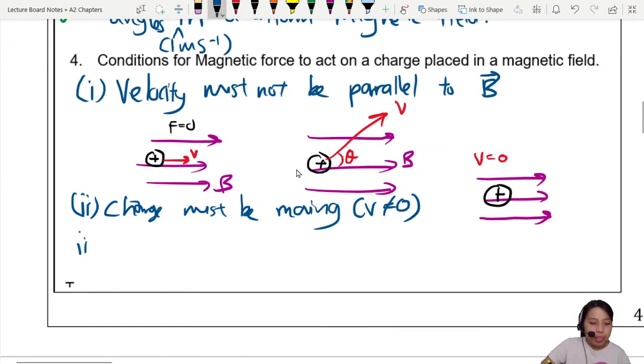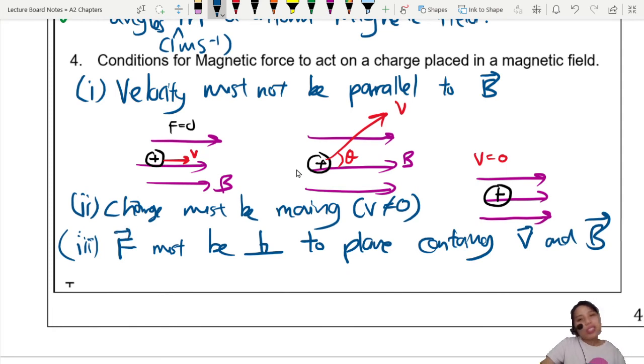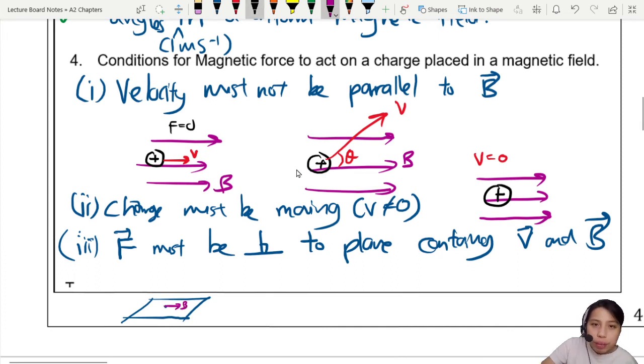Number 3, the last condition. This is similar to the one before. The force must be perpendicular to the plane containing V and B, which also means use your hand properly. So if you have a plane like this, and you have what are the two things? You have B and you have the velocity V. They can be whatever angles between each other, but they're still in the same plane.